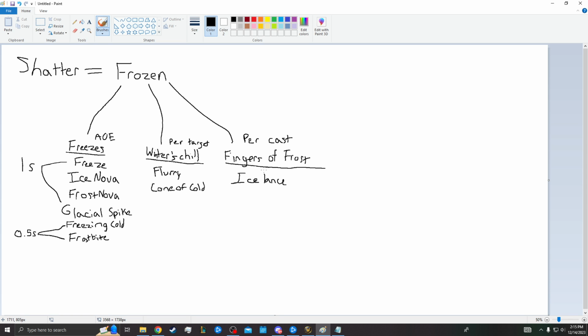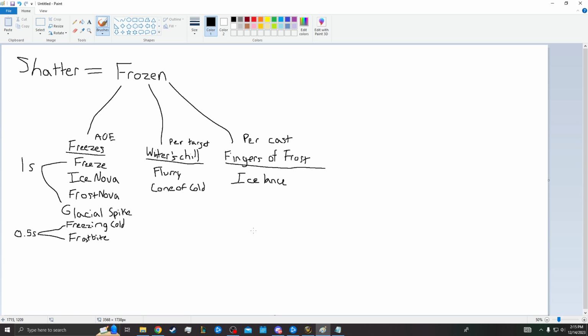So Fingers of Frost only works on Ice Lance in retail at the moment, but it is per cast. So unlike Winter's Chill, where if you Flurry and then Ice Lance, your Ice Lance is only shattered against the main target, with Fingers of Frost, if you Ice Lance, it's shattered against both targets. This helps you understand why we generally prioritize Ice Lance with Fingers of Frost higher than Flurry in AoE, all else held equal, just because Ice Lance shatters against both targets with Fingers of Frost, whereas with Flurry, it's only one target.